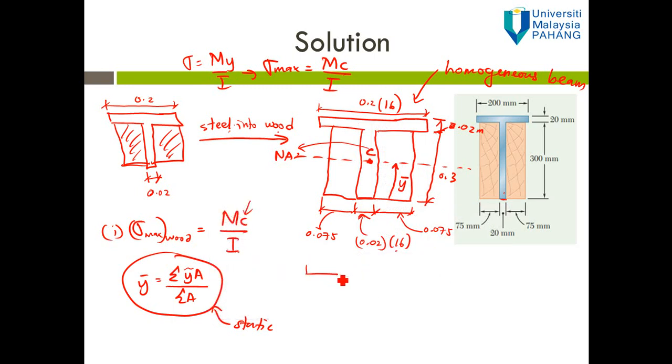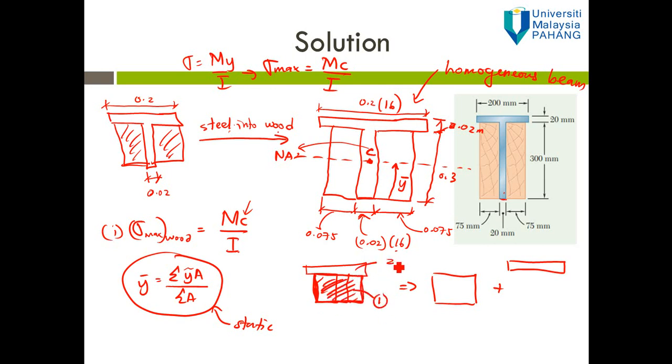Okay, so the beam, so this one is equal to plus the top part. I consider this as one shape, and then this is another shape. This is shape number 1, this is shape number 2.